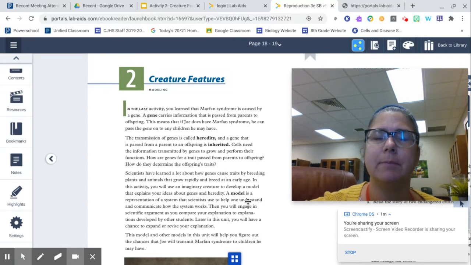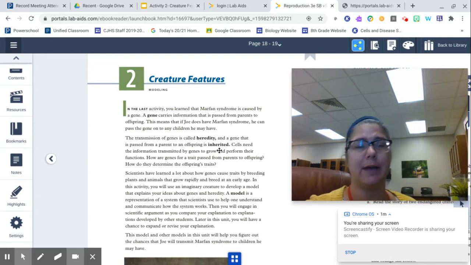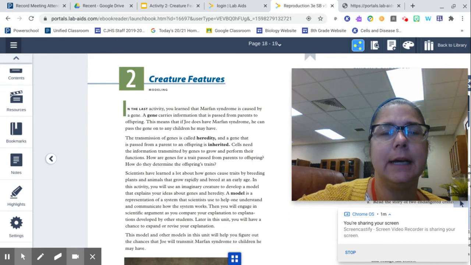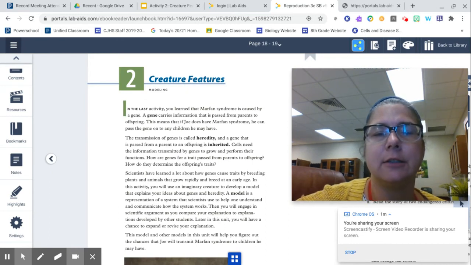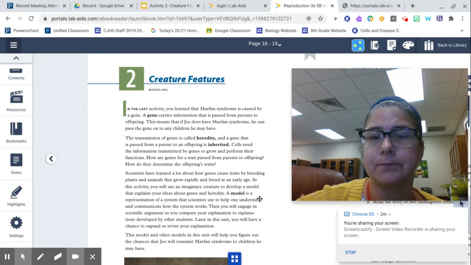So just as a little piece of information, these bold-faced words in the reading are important vocabulary terms. You will be compiling your vocabulary terms in a future activity, but please make sure that you are paying attention to them as you read along.